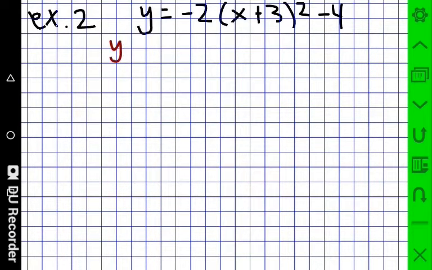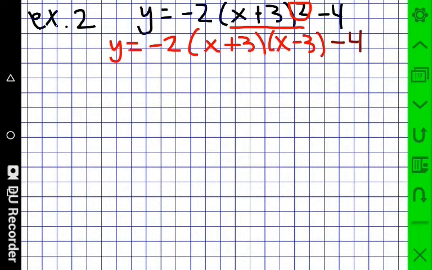Here's our next example, the same type of thing. This one's a little bit more difficult. So I'm going to go -2. Remember, this means do it twice. So I'm going to do (x plus 3)(x plus 3), and then I have this -4 at the end. I'm going to go ahead and FOIL.